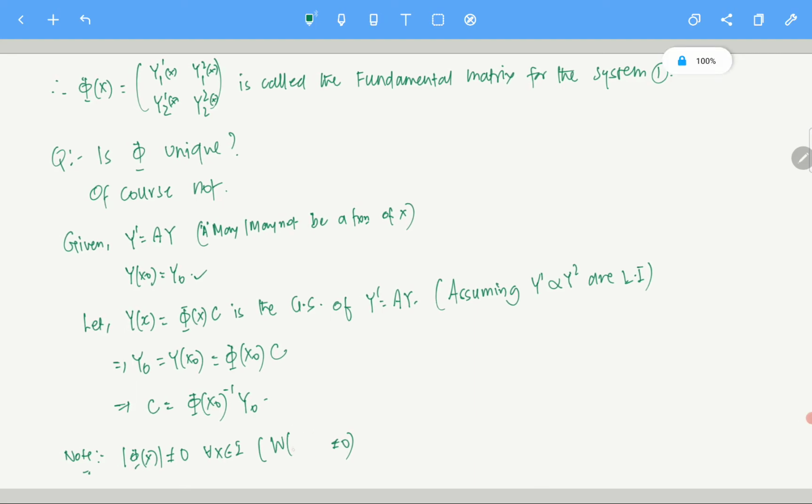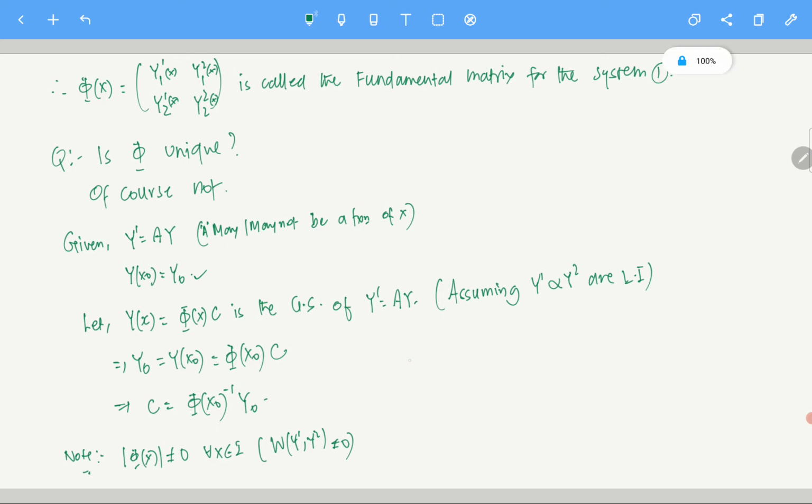Is this clear? I am quite sure that this is not a problem, since y1 and y2 are linearly independent and they are solutions of this equation, since the Wronskian is non-zero, and what is mod phi x is basically the Wronskian, so that is non-zero. So phi at every point x in I is non-zero, and hence this at the point x naught is non-zero. So I can talk about the inverse matrix. Okay, so this matrix is non-singular. I can talk about inverse, and it is given by this.